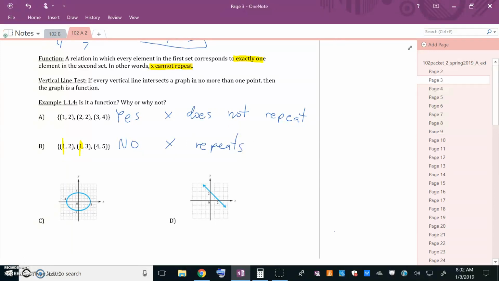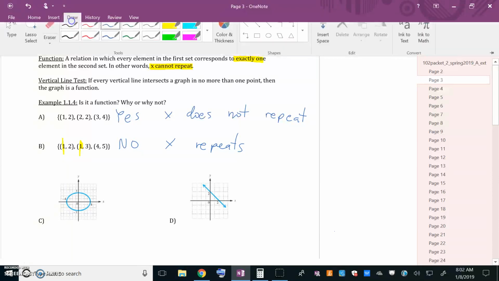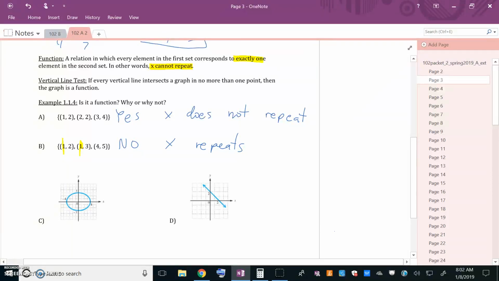Now, this definition is great when we've got sets of numbers, but it can be a little bit harder if we've got pictures. So for that, we're going to use the vertical line test. So this says if every vertical line intersects a graph in no more than one point, then that graph is a function.